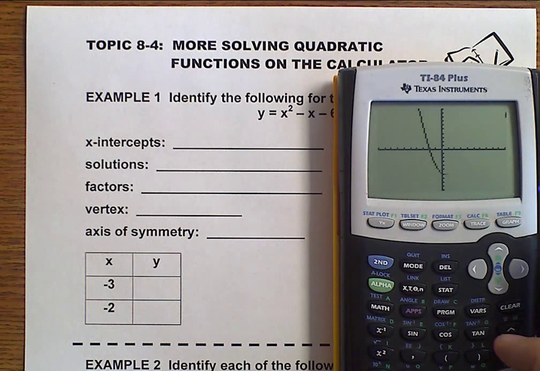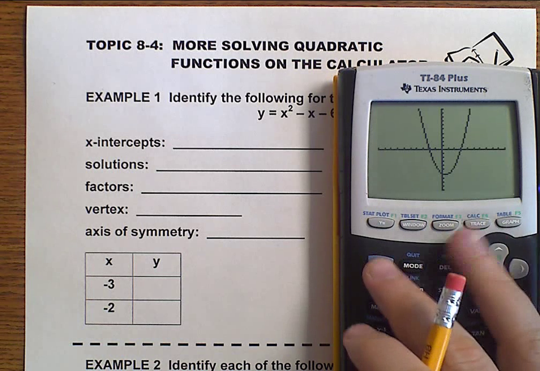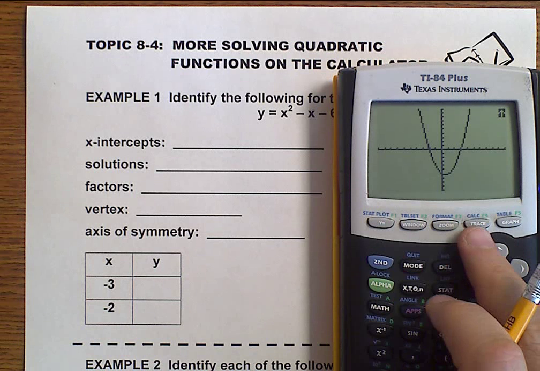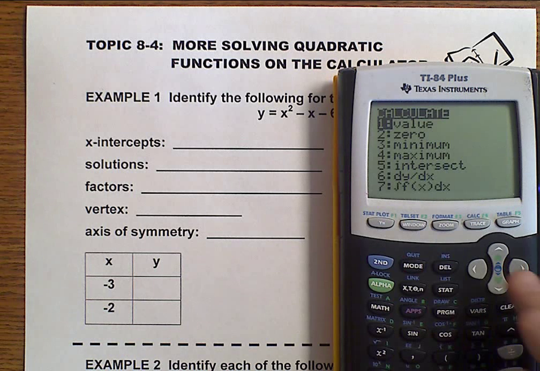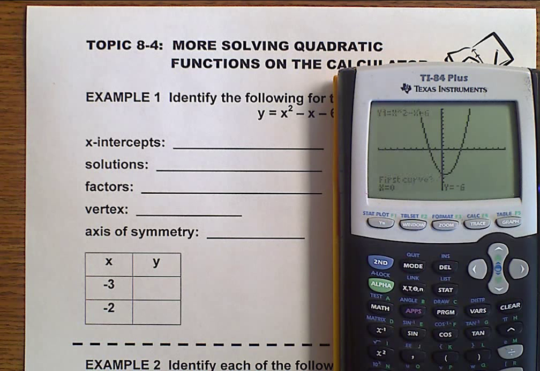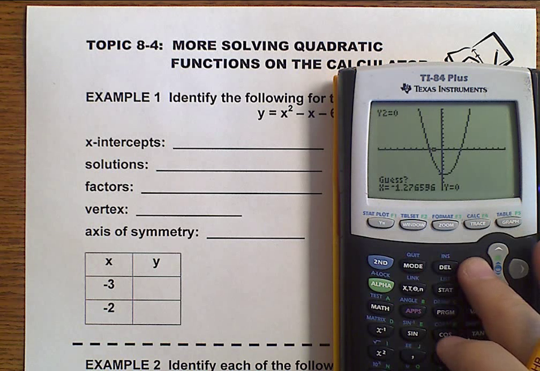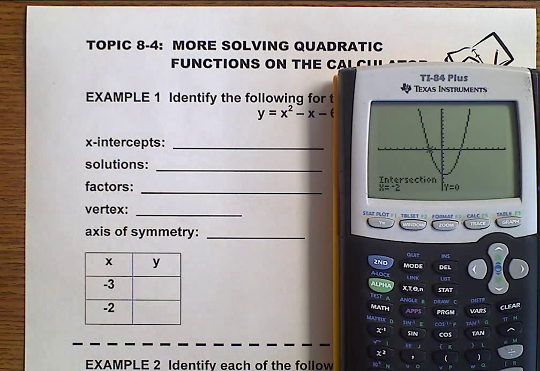We look at our graph, we can see that it crosses in a couple places. We want to do second calculate, which is trace. And we want to find the intersection. First curve, second curve, and for our guess, we come close to the curve we want, hit enter, and it tells us -2, 0.